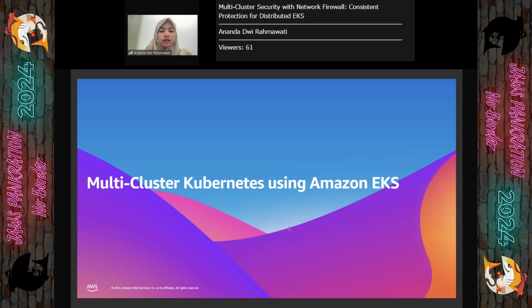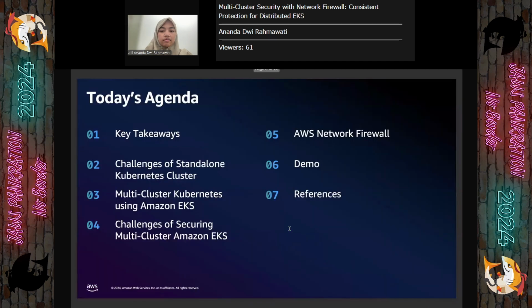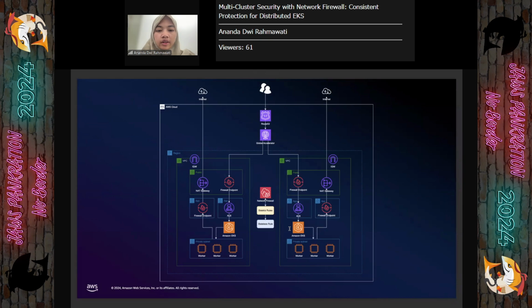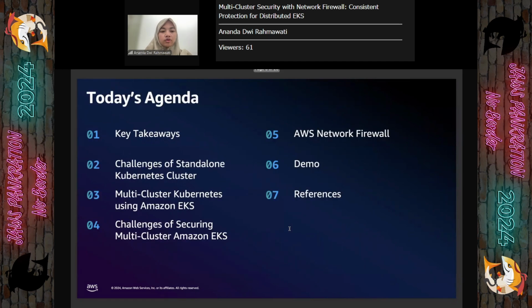Actually, in my diagram I put a single region only, for example, the Singapore region, but you may need to consider separate regions also. That is possible too, so it depends on your own needs.